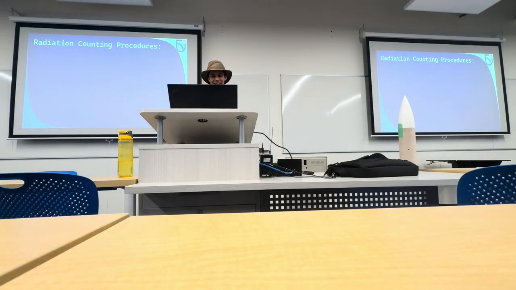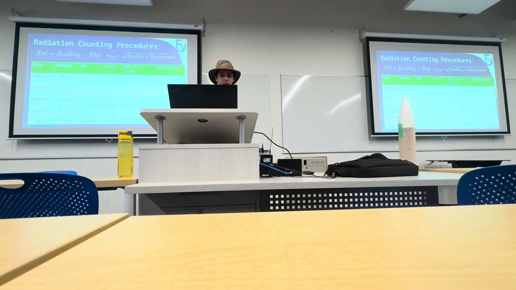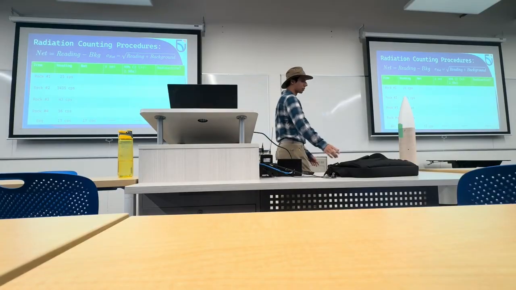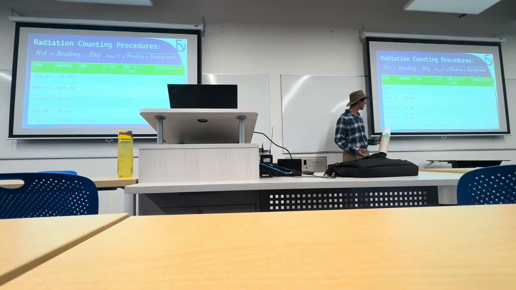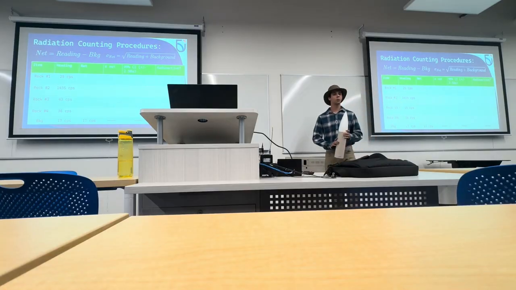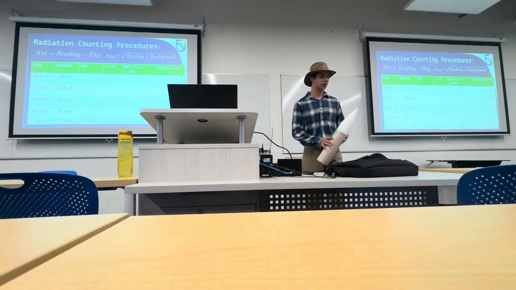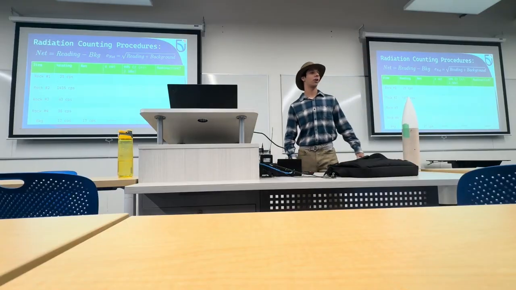Let's get into this. Let's get into the data here. So of course we know net is reading minus background. Sigma net is the square root of reading plus background. This is just a nice little skip we're going to use because we are also running out of time. Here's the table. We have rock number 1 at 25 counts per second. Rock number 2 at 1435 counts per second. Rock number 3 at 43 counts per second. Rock number 4 at 36 counts per second. Background at 17 counts per second. And of course, we want 99% confidence because 95 will not suffice for our silliness.